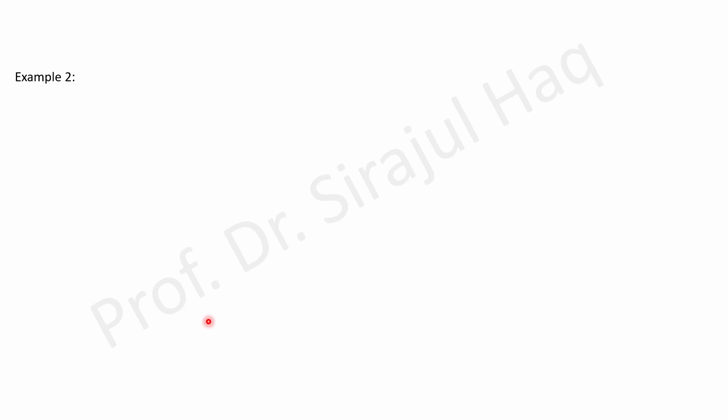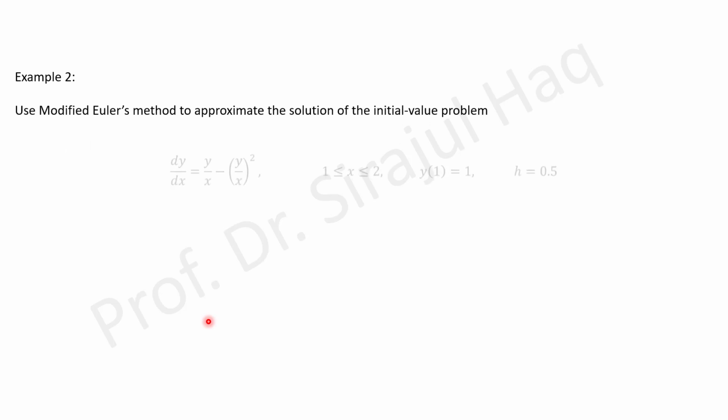Let us consider an example. Use the modified Euler method to approximate the solution of the initial value problem. This is the differential equation. This is your domain. At the initial point, this is the solution given to you, and use the step size h equal to 0.5.